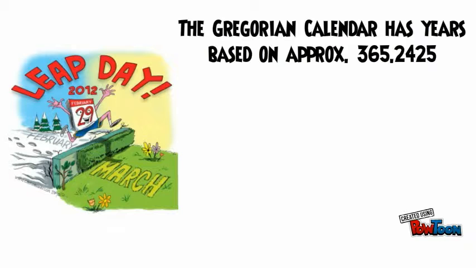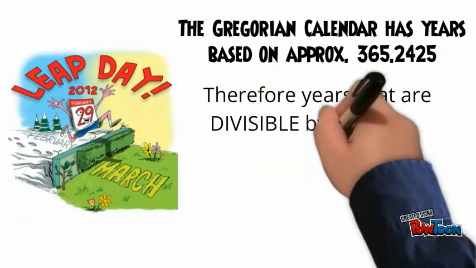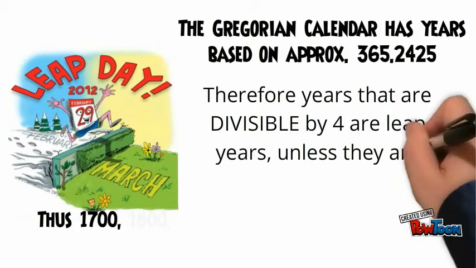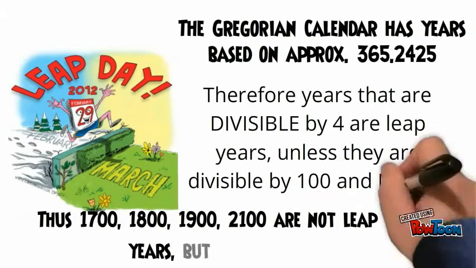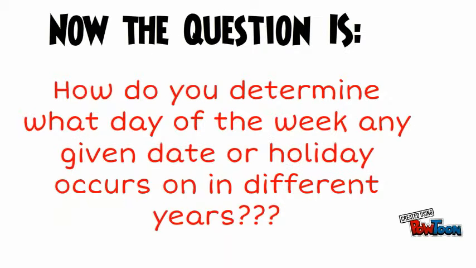The Gregorian calendar is based on a more precise number and includes leap years. Therefore, years that are divisible by 4 are leap years unless they are divisible by 100 and not 400. Now the question is, how do you determine what day of the week any given date or holiday occurs on in the same or different years?